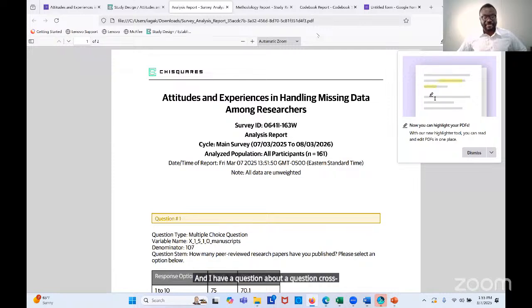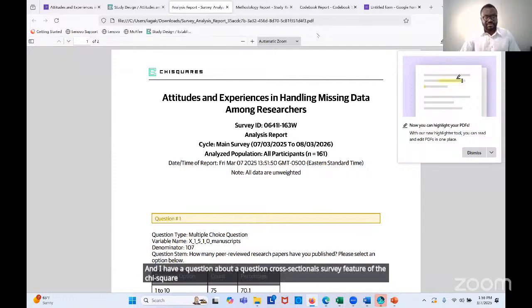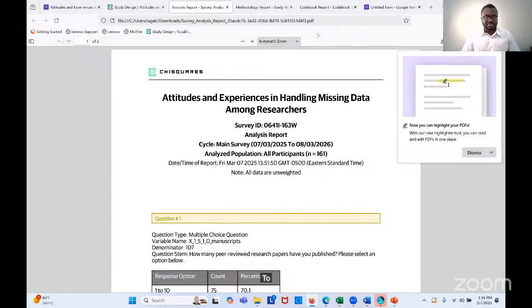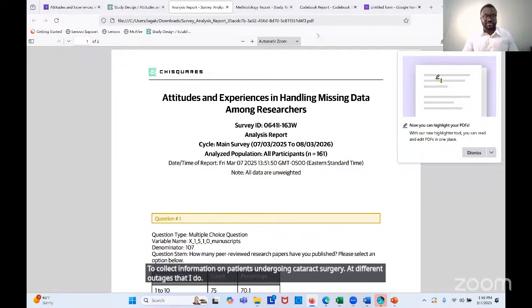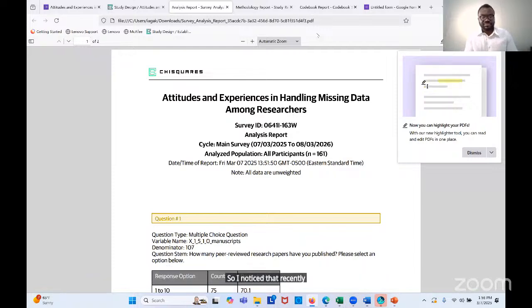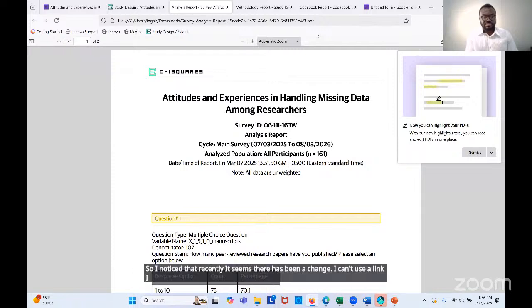cross-sectional survey feature of the Chi-Square platform, which I have used. One feature I really enjoyed about it was that I was using the same link to collect information on patients undergoing cataract surgery at different outreaches that I do. So I noticed that recently, it seems there has been a change. I can't use a link another time. It will tell me, sorry, you've completed this survey before. And I can't use it for multiple patients.